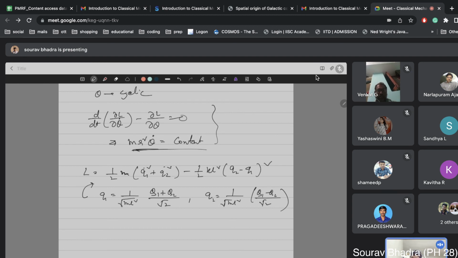Try to do some Hamiltonian related problems also if you can. Those are very simple problems, and you can find many problems in books also. But I will do 1 or 2 problems in the next class.